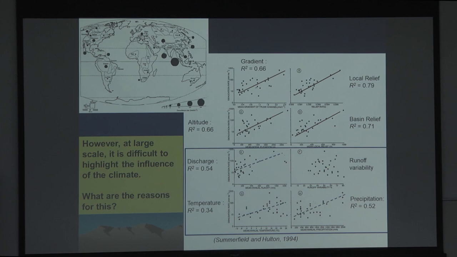And for discharge, when we try just to isolate this variable, the correlation is much lower, around 0.5. And again, in general, when you get more precipitation and more river discharge, you get higher erosion. But again, it's not systematic, just because tectonics and also lithology variables come into play, and it's difficult to separate the effect of the different variables.